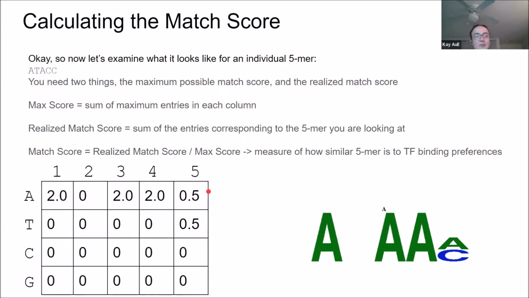And then in order to get your realized match score, you have to go through each of these and figure out, okay, so this first one is A, it matches, you get 2 points for that. Second one, T, you get 0 points. Third, A, you get your 2 points. Fourth, C, no points. Fifth, C, no points for that. And so you get your 4 points for 1 and 3, and then you divide that by your maximum score, like so.